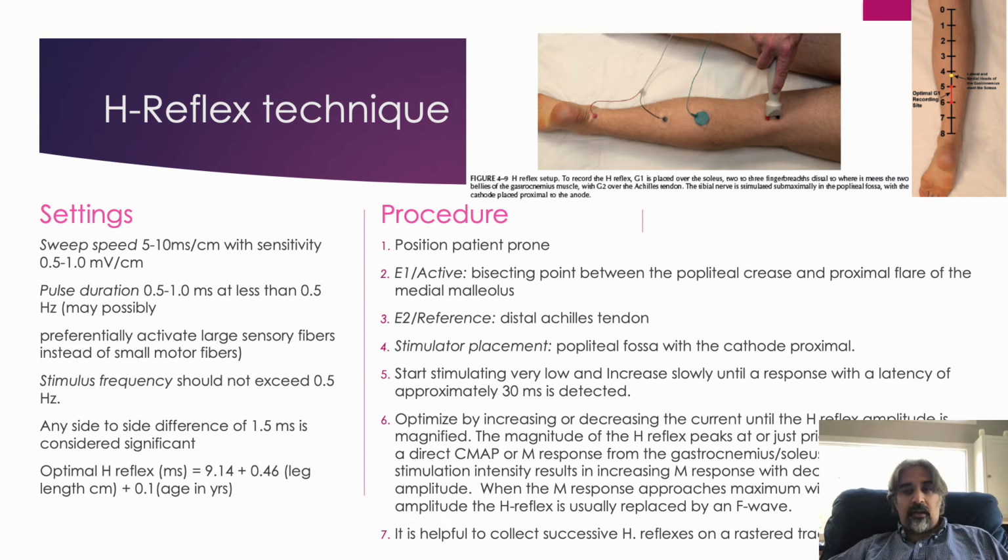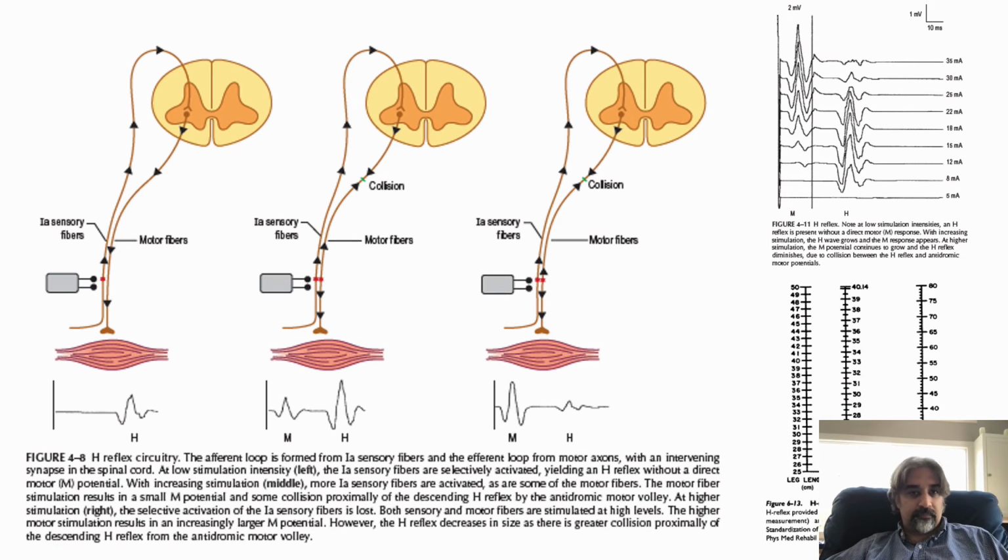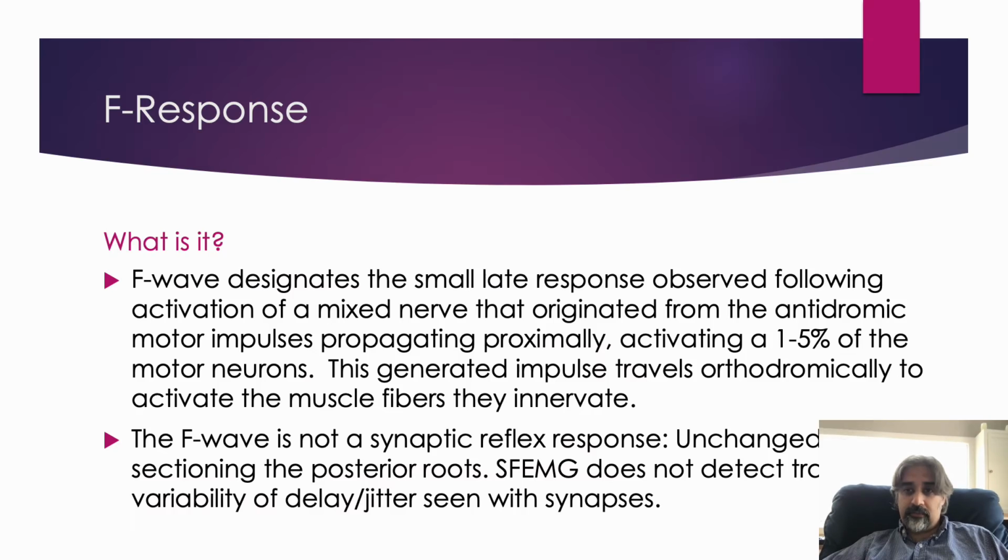These are some bits of information here for you to elicit the H reflex. More pictures. The nomogram that Dr. Bradham created. The F response is a small motor response that occurs much later than the CMAP. It's usually about 1 to 5% of the motor neurons that are involved.